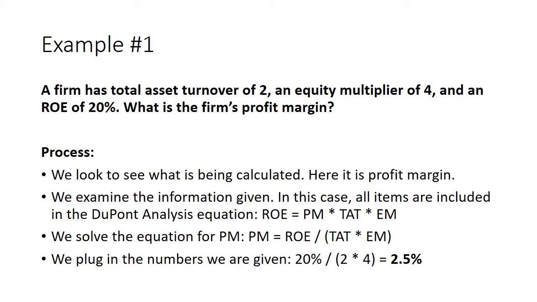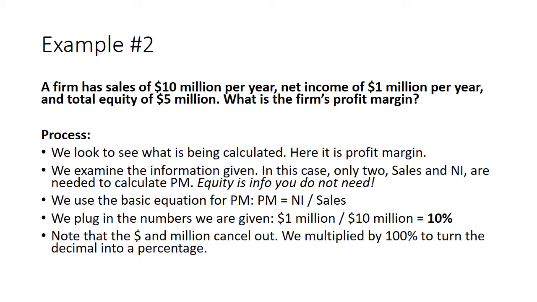In this case, it's fairly simple. We just divide both sides by the product of total asset turnover and the equity multiplier. And then that gives us profit margin is equal to ROE divided by that product. And so we plug the numbers in. 20% divided by the product of 2 and 4 gives us 2.5%. And so now we know that the profit margin in this example is 2.5%. Let's take a look at another example.